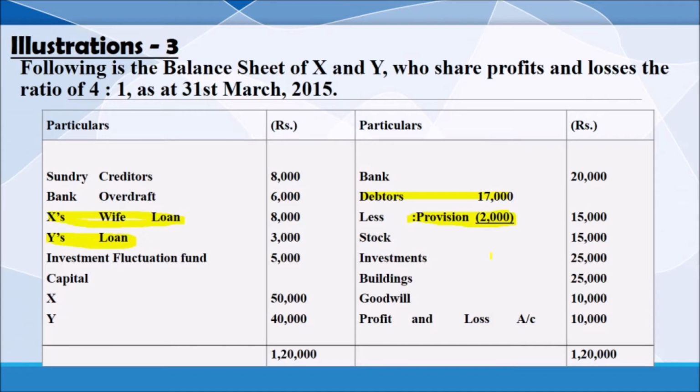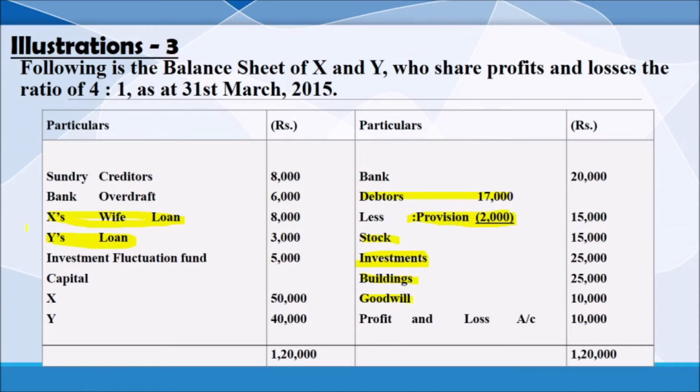Original value of debtors will be transferred separately to the debit side of realization. Provisions amount will be transferred to credit side of realization. We will transfer the next item, stock. Investment will be transferred. Building will be transferred. Goodwill also transferred to realization. And profit and loss account shows a negative balance of the previous year profit and loss account that will be transferred to their capital account.